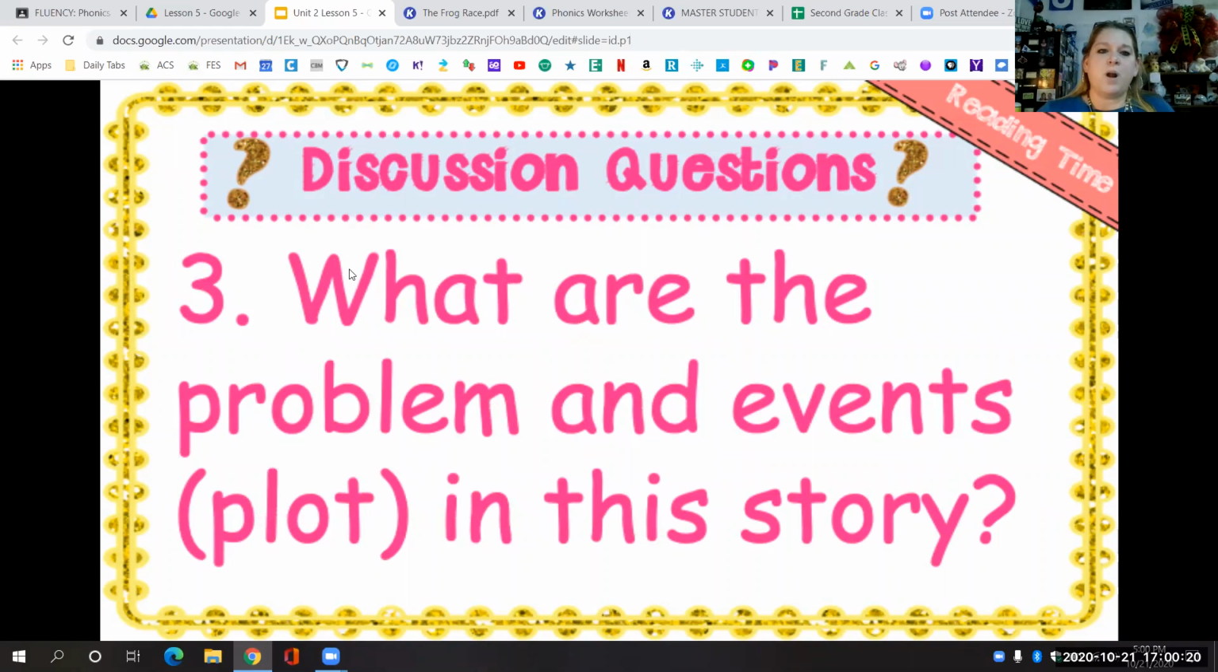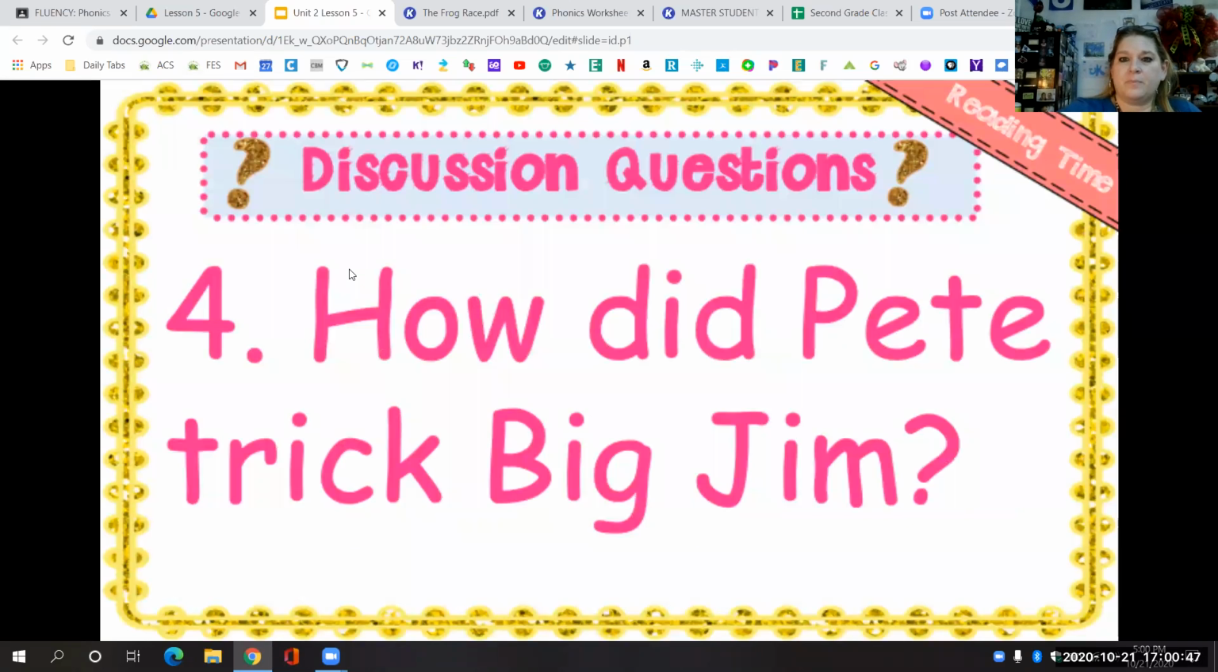Good. So what are the problem and events, or the plot, in the story? So the problem is that Big Jim is bragging about his frog and he takes a wager. He places a bet and Pete accepts the bet, but he tricks Big Jim by feeding the limes to the frog so the frog can't jump. So how did Pete trick Big Jim? Right, Pete gave the frog limes, and the frog ate so many limes that then he couldn't jump because his belly was so full.